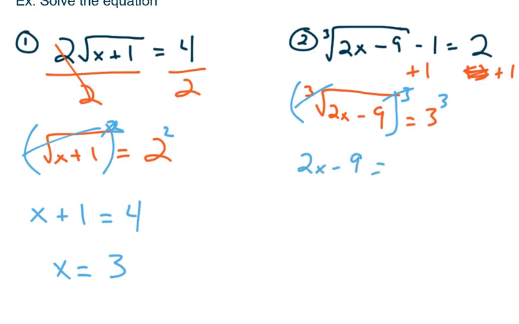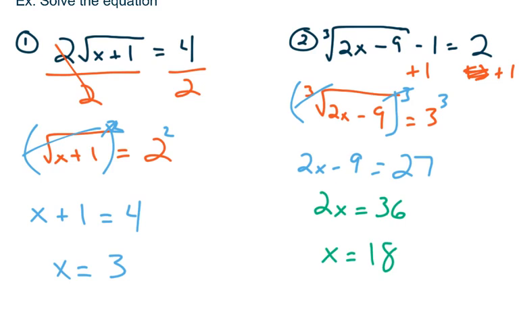Most people right off the bat will say 9, and that is incorrect. 3 to the third power is 27. 3 times 3 times 3. Okay, so now we got a two-step equation from here. We'll add 9 to both sides, so 2x is equal to 36, and then we'll divide both sides by 2, and we're going to find out that x is equal to 18.